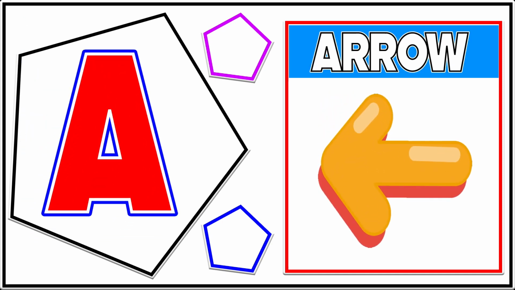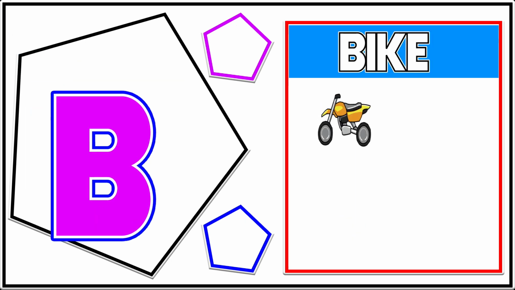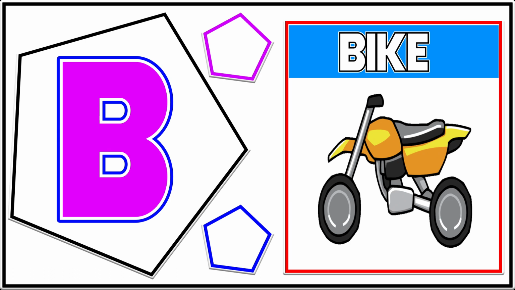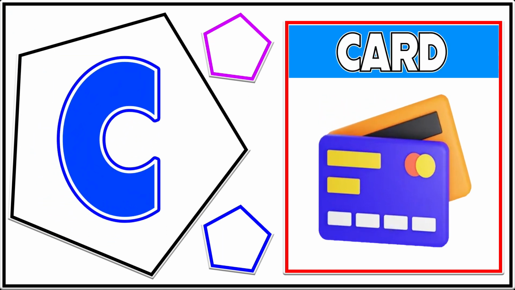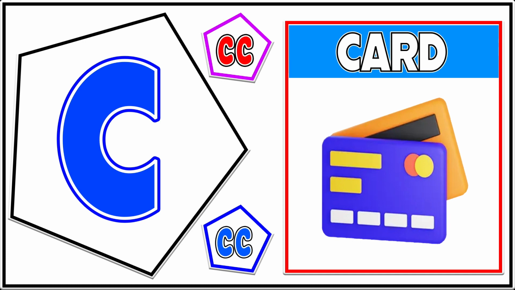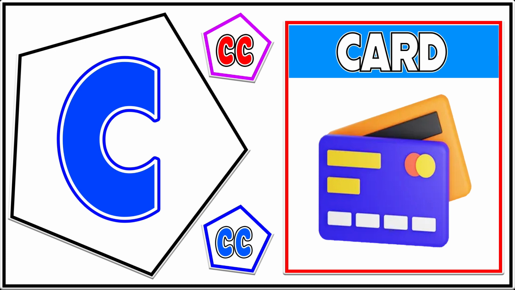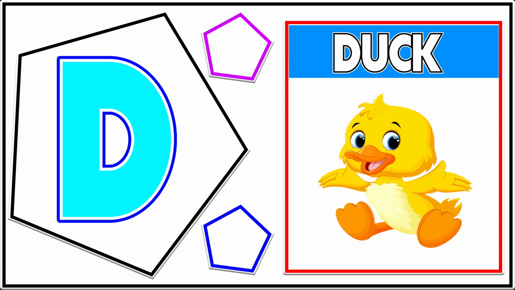A for arrow. A, a, arrow. B for bike. B, b, bike. C for card. C, c, card. D for duck. D, d, duck.